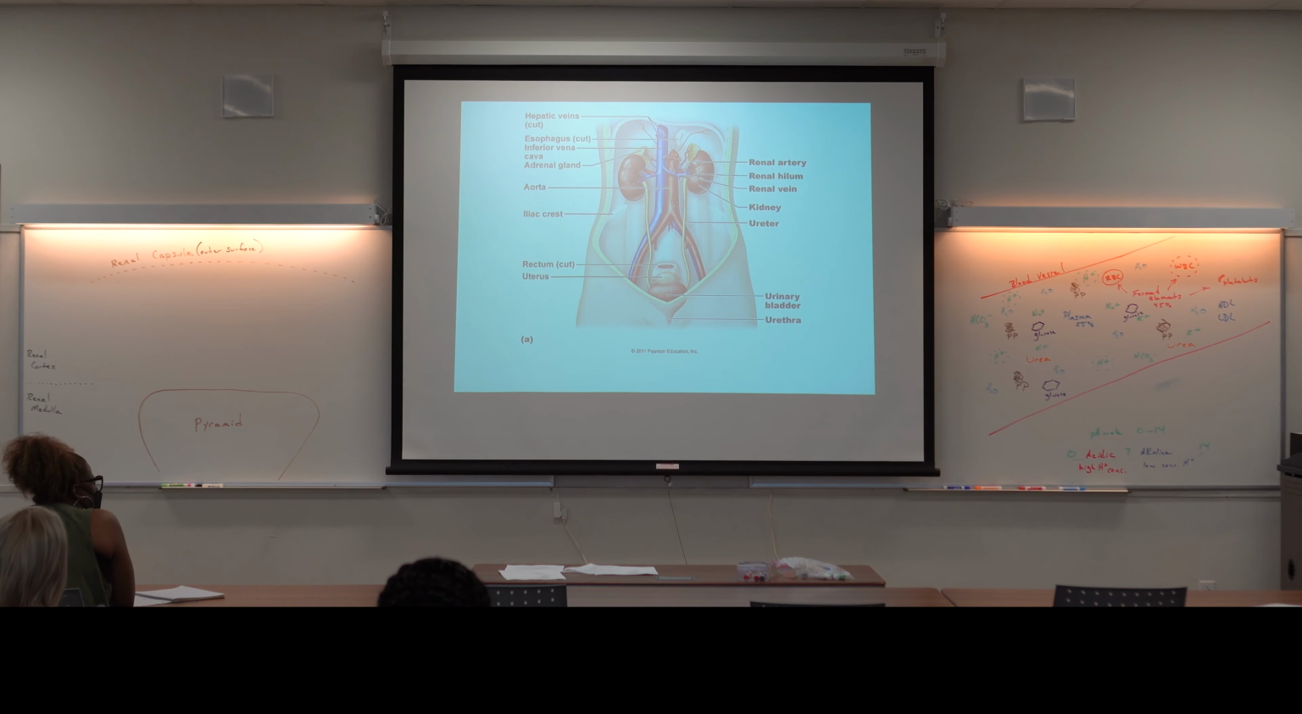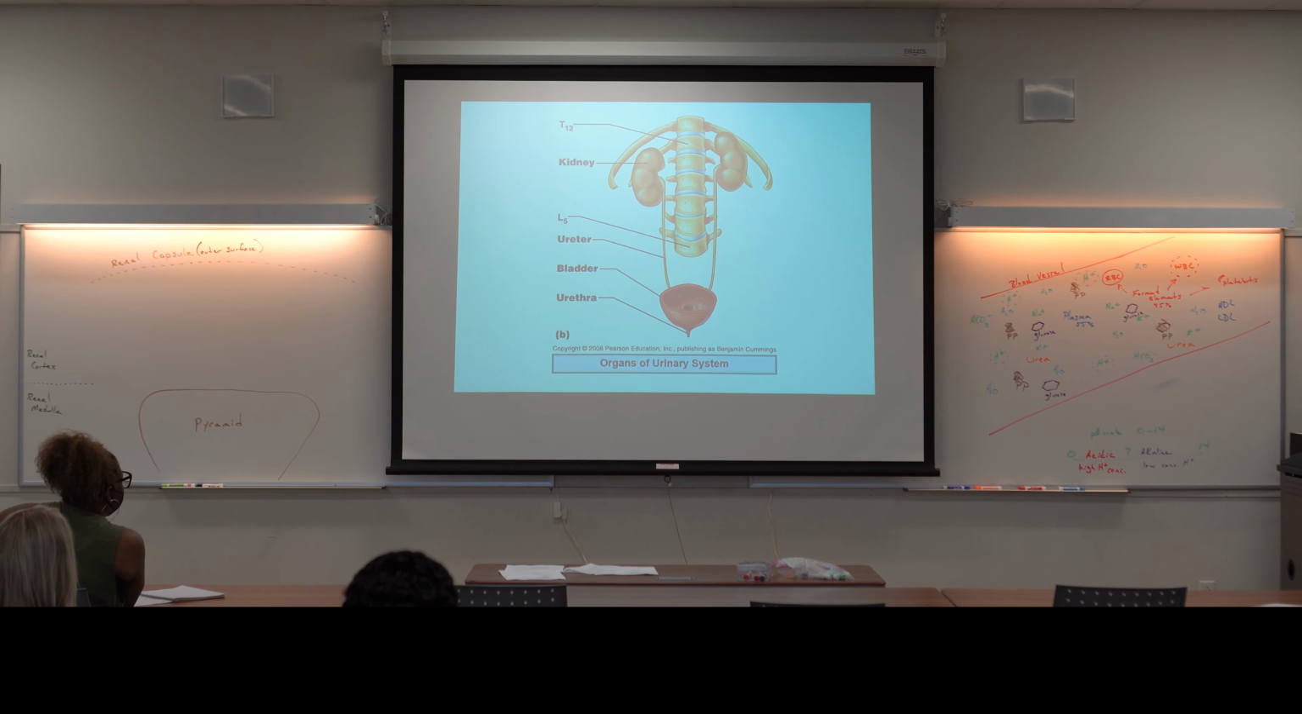I feel like we've seen that before on these models in lab. I think this was our organ system survey right at the very beginning. We needed to know this as the model of the urinary system. We can see the two kidneys, the two ureters, the one urinary bladder, and then there is a urethra that drains the urinary bladder.